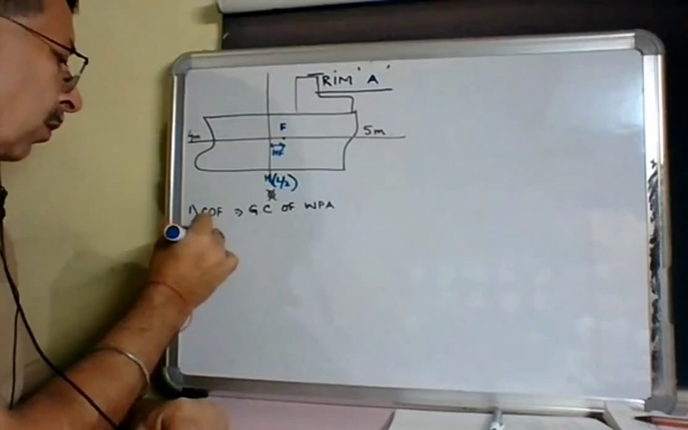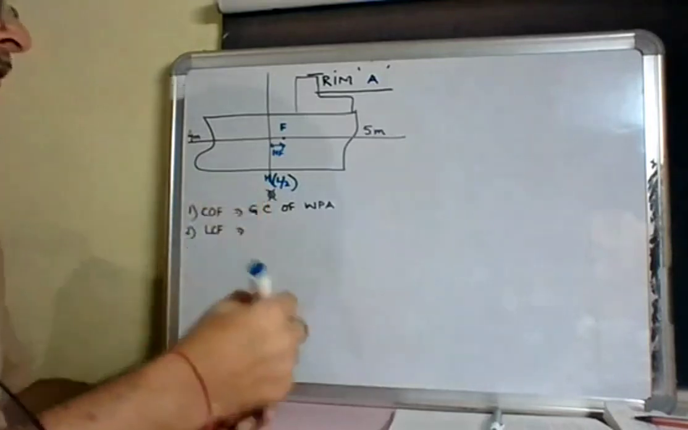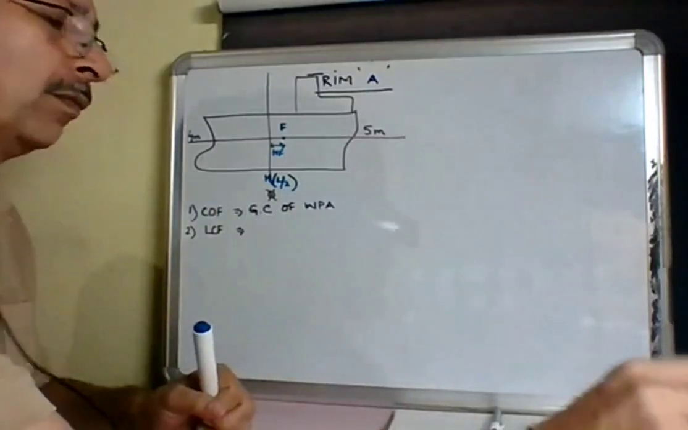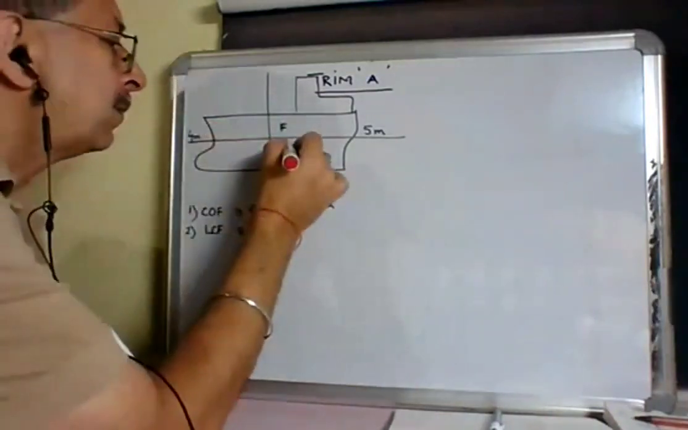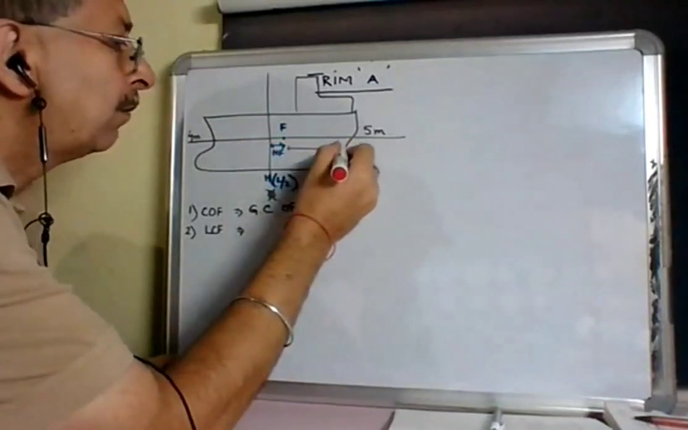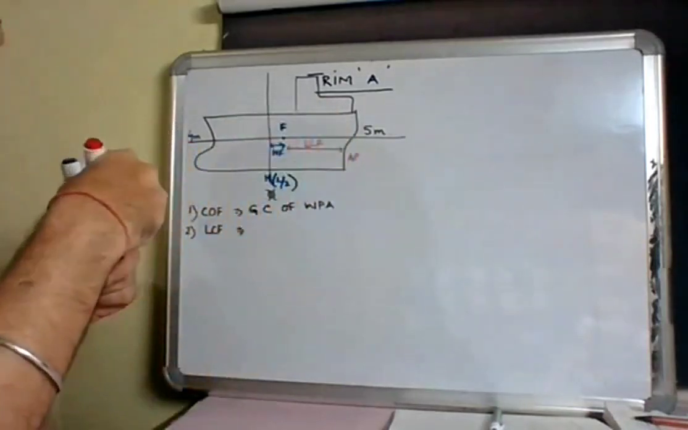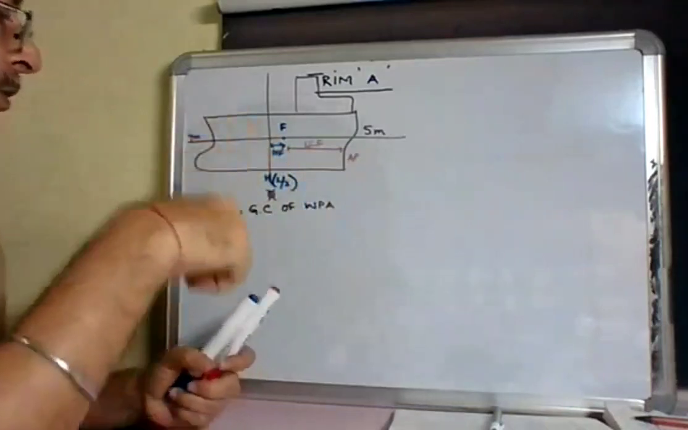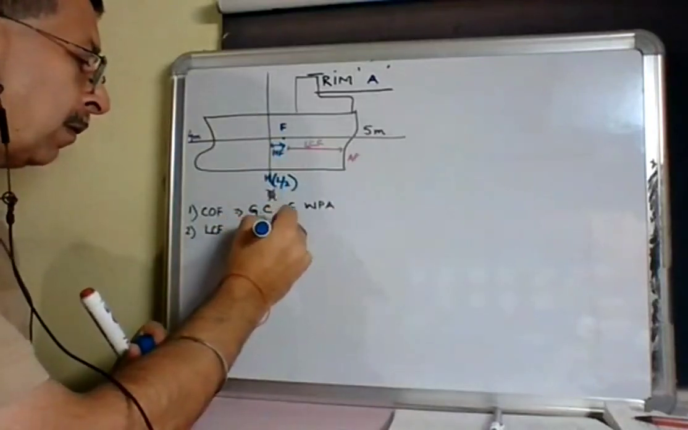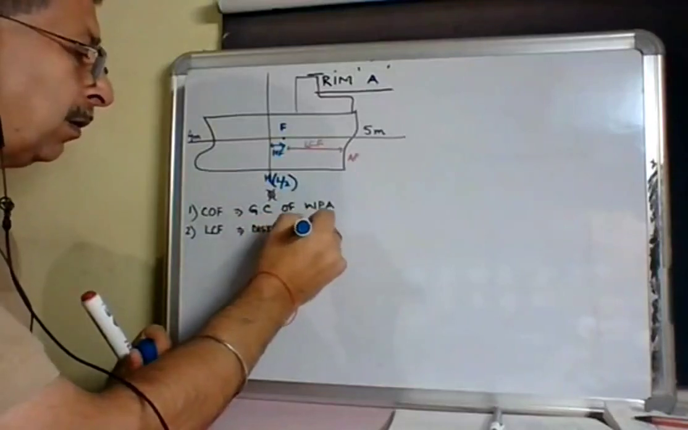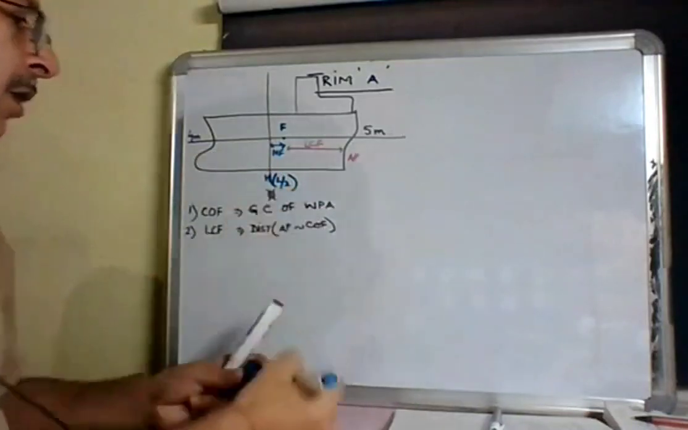So then what is LCF? Longitudinal center of flotation. If you measure the center of flotation with respect to the after perpendicular, we say it as LCF. Correct, absolutely right. So longitudinal center of flotation is the distance from the aft perpendicular to the center of flotation.